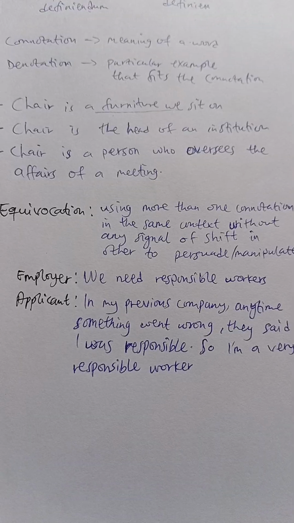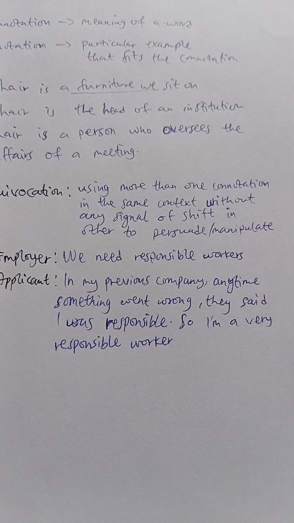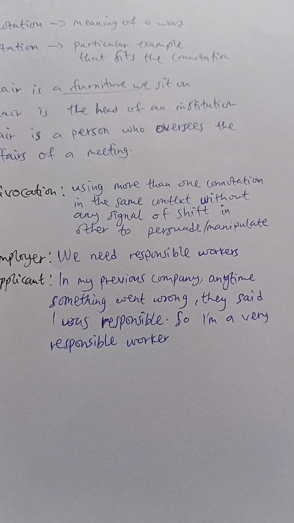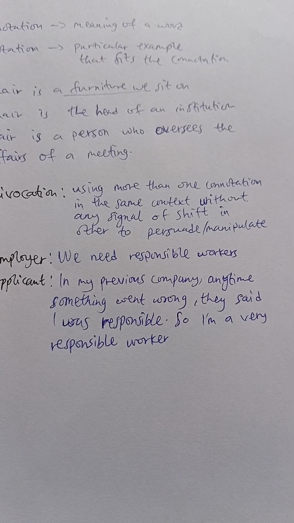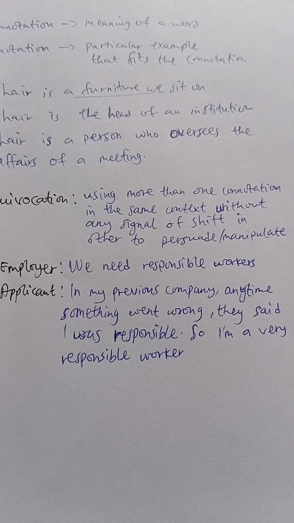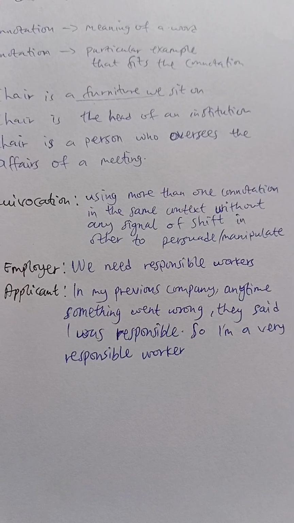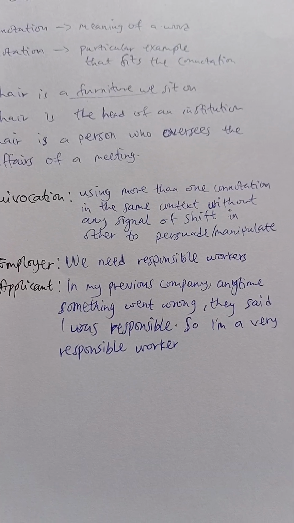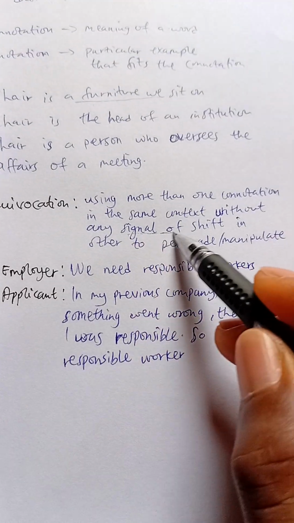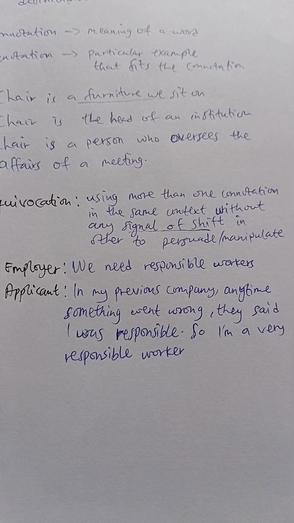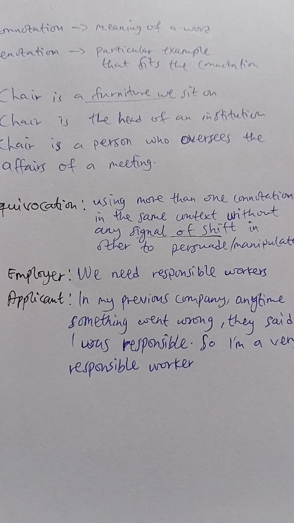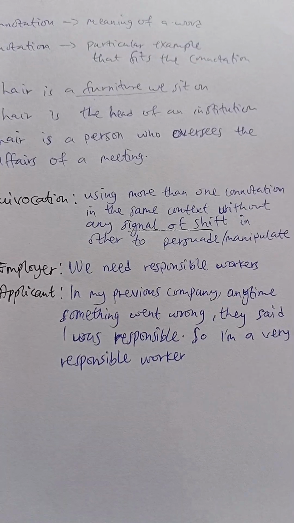Yeah, so if you look at this example, the employer is saying, we need responsible workers. Then the applicant is saying, in my previous company, anytime something went wrong, they said I was responsible. So I'm a very responsible worker. So the applicant is using different connotations in the same context, trying to persuade, trying to manipulate the employer. The way the applicant is saying it, you won't notice the signal of shift. He's shifting from one topic to another in the same context, trying to persuade the employer to accept him to work there.